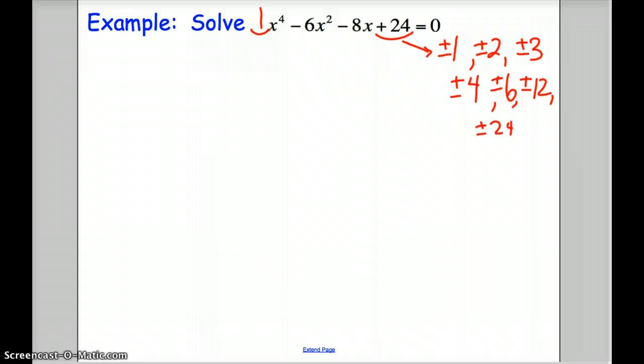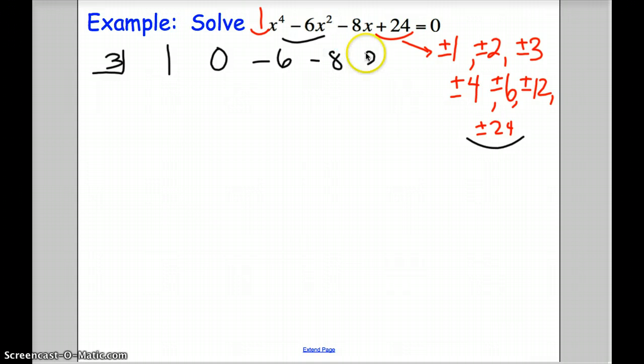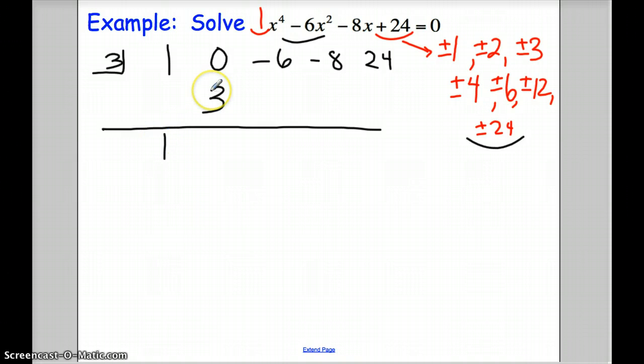But now I'm going to take a look and just make a guess at something that I think is a factor. So I see the number 6 and I think maybe 3 is a factor. I don't know. I'm going to make a guess. I'm going to guess that it's probably not the extremes, like 24. So let's try 3. We fill in our synthetic division 1, 0, because there's no x to the 3rd, -6, -8, and 24. And I'm going to use my synthetic division. 1, 3, 3, 9, 3, multiply to get 9, add to get 1, 3, and I get a remainder of, way too big, 27.